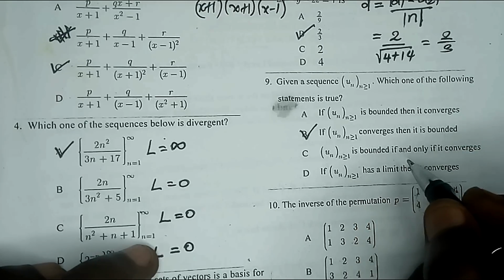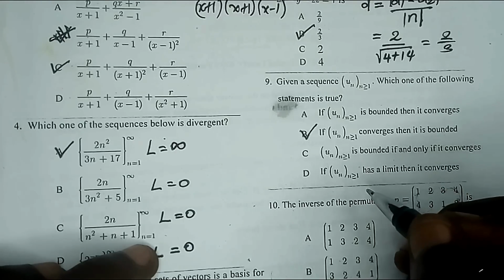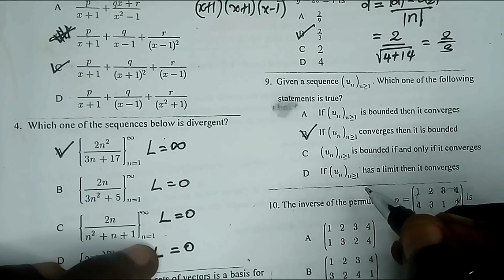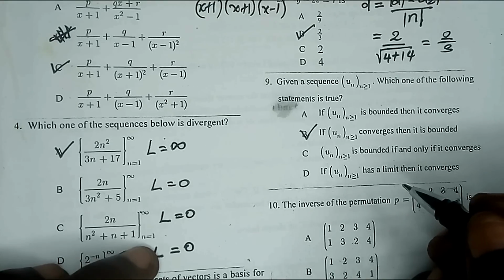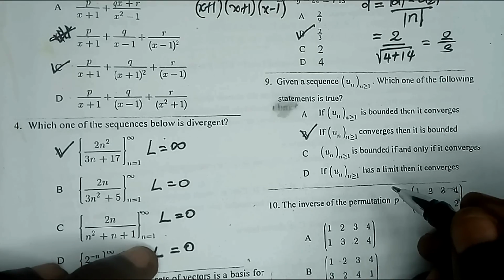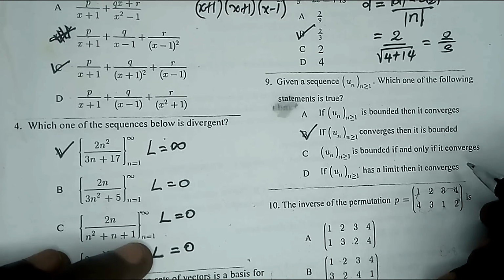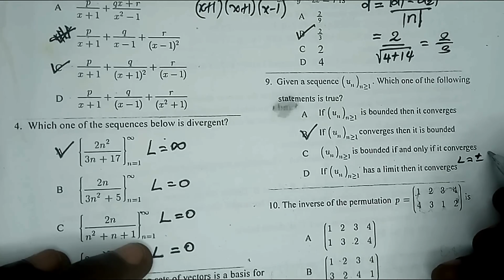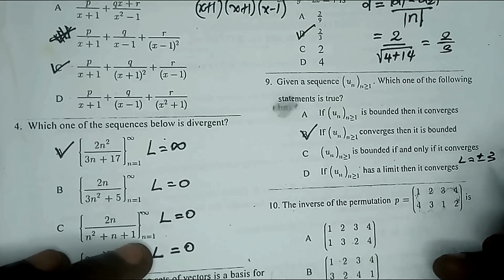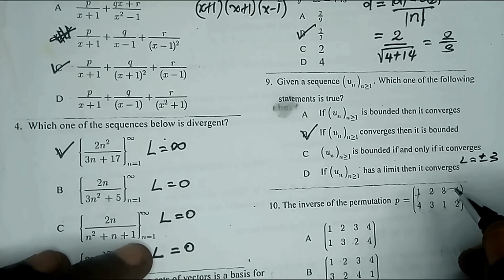If un is bounded if and only if it converges. It's not always true. If un has a limit, then it converges. This is not also true, because the limit can be infinity, or it can be some value that is not unique. There are cases where the limit can be plus or minus a certain finite value, like 3. In that case, it's not unique, but the limit is there, and so it has to diverge instead.